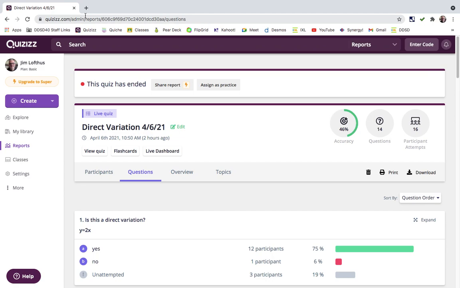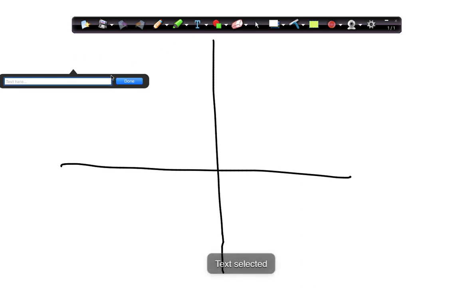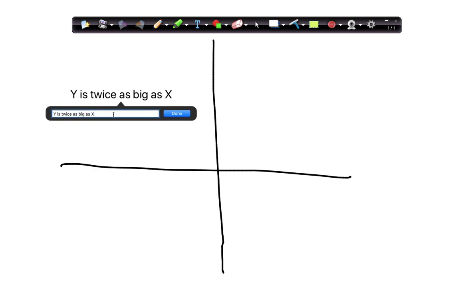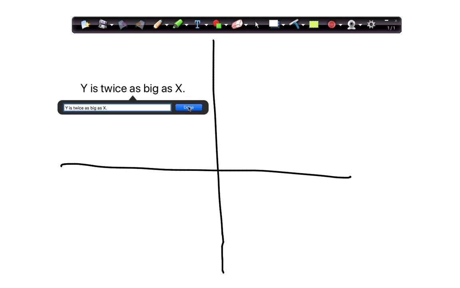And then we did this. We worked on Jamboard, and I'll just show you real quick on a whiteboard what we did. We thought about direct variation in 4 different ways. So first of all, we just wrote a sentence. For example, y is twice as big as x. So just a sentence.